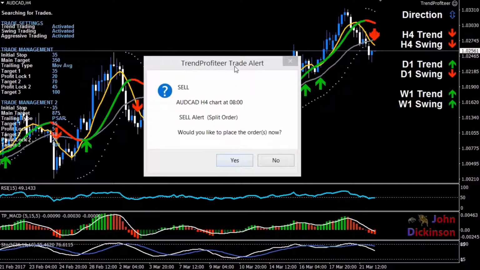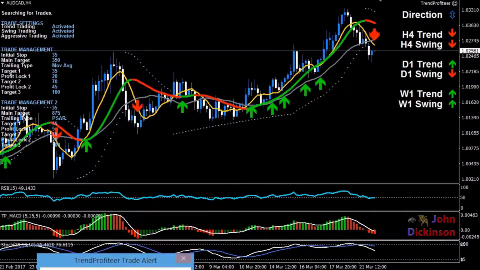I'm selling the Aussie CAD. We're on the 4-hour time frame and just having a look at it. It's an aggressive trade or a bi-directional trade. Both the 4-hour trend and swing are down. The daily trend is up and the daily swing is down, and both the weekly trend and swing are up. So I've got 3 of my high time frames pointing up and 3 pointing down.